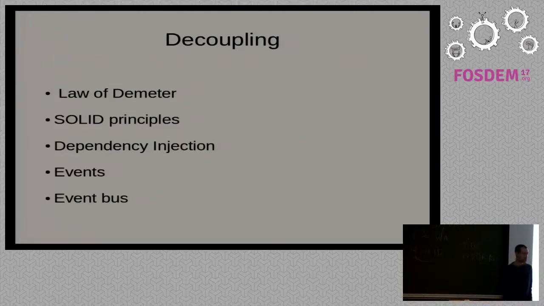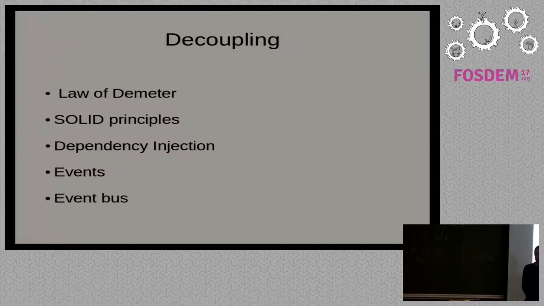SOLID principles. You know SOLID? It's 5 principles, very useful to break coupling in code: single responsibility, open-closed principle, Liskov substitution, interface segregation, and dependency inversion. So Google it, have a look. It's very useful, use it. And use dependency injection to mock your services easily and write unit tests. So yeah, use dependency injection.